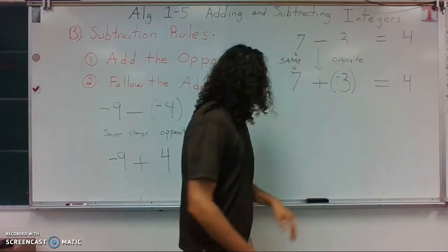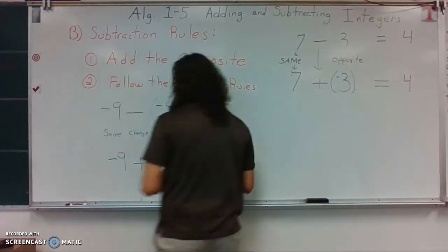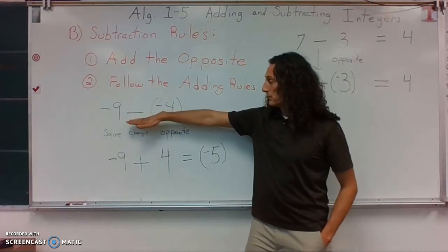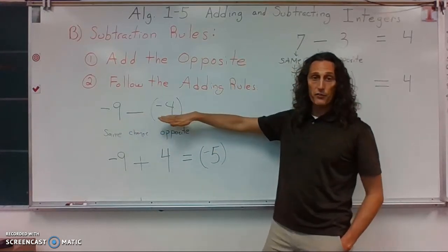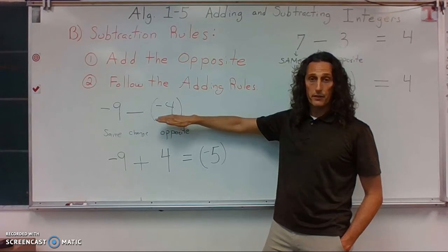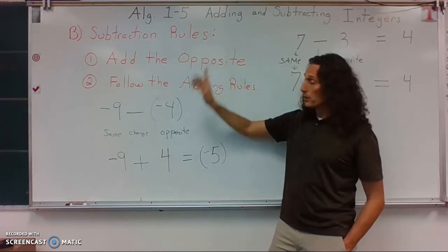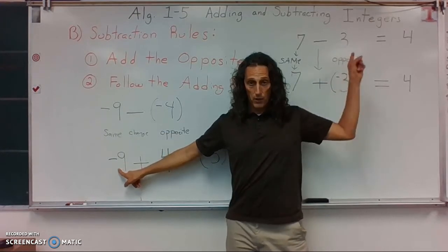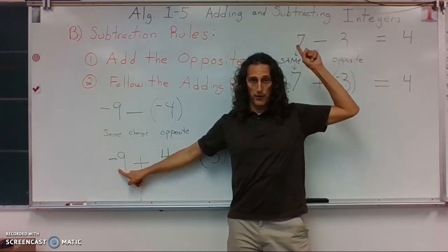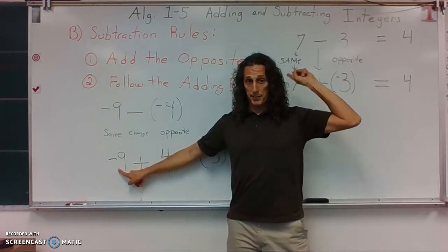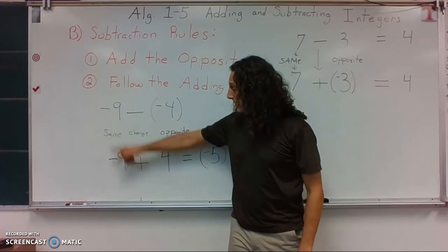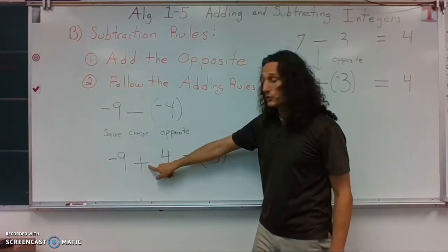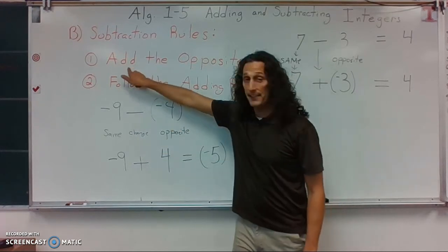Okay. Now, we come over to this one. And we have a negative 9 minus a negative 4. Again, follow the rule. Add the opposite. So we keep the negative 9. That's the first number. You see, I did not change it, just like the 7. There it is. I did not change the 7. So do not change the negative 9. But I took my minus sign and I what? Changed it to addition because I'm going to add.